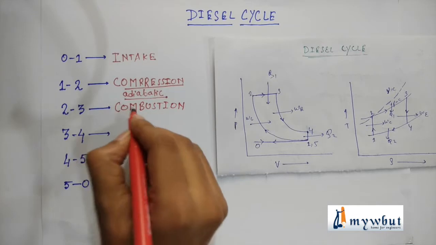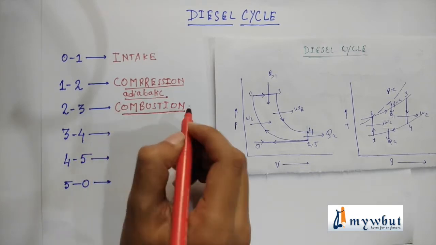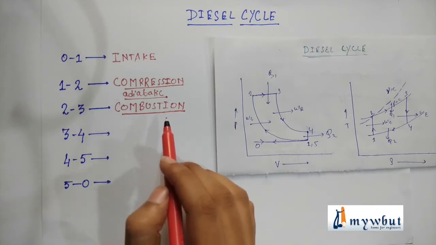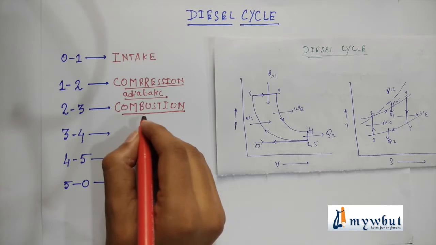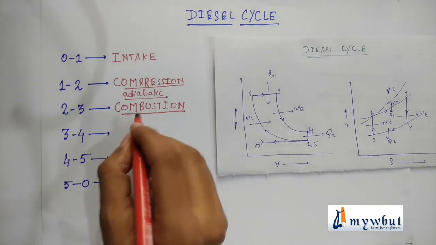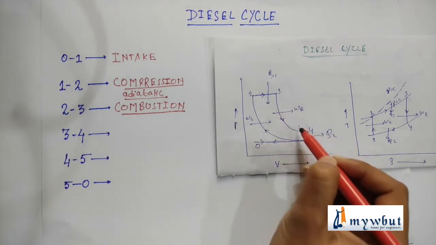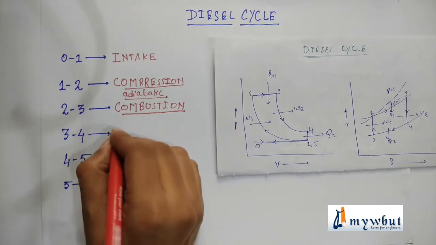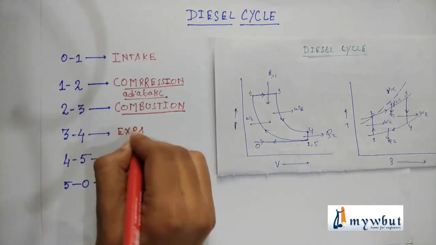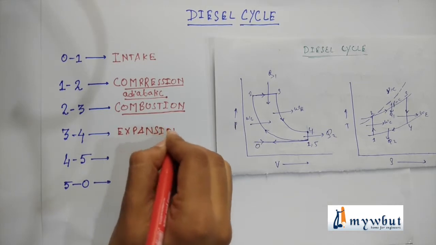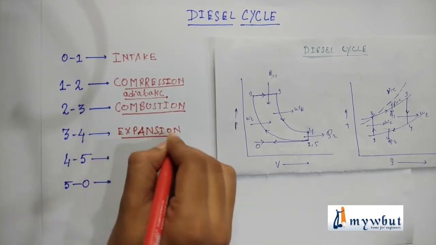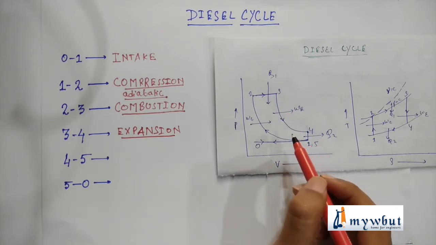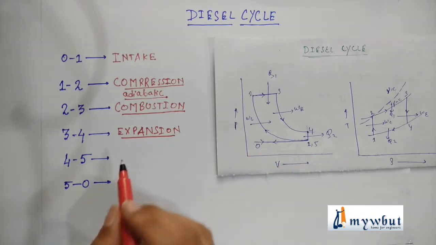Combustion process. Here an important feature is that in case of diesel cycle, with the combustion process the fuel injection also takes place. This process is an isobaric process. Now the process 3 to 4, as you can see, is like the process 1 to 2. It is an adiabatic process and this process is known as expansion process. You can see the volume increasing, hence it is the expansion process. This is a reversible and adiabatic process.